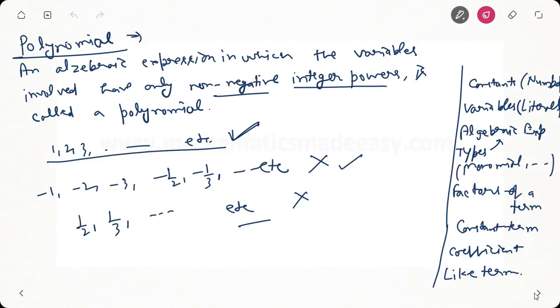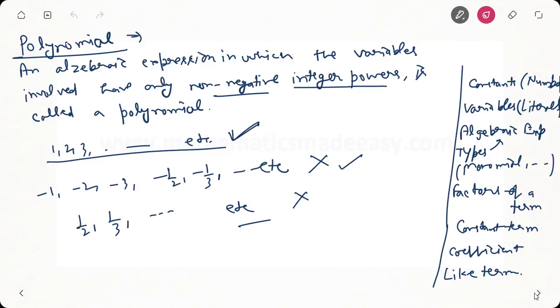So today we will talk about the polynomial. What is a polynomial and what is the degree of a polynomial? By definition, a polynomial says that any algebraic expression is called a polynomial if the variables used in that polynomial have non-negative integer powers.